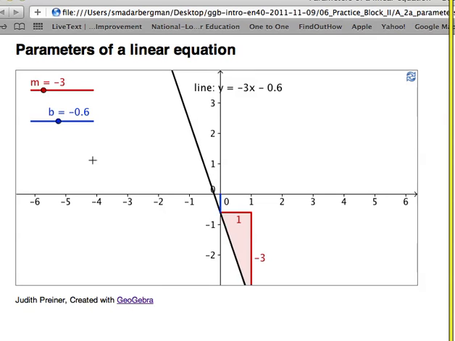So, what did we learn today? Today we learned how GeoGebra can be used to better understand the connections between a linear equation and its graph when slopes and intercepts are manipulated.